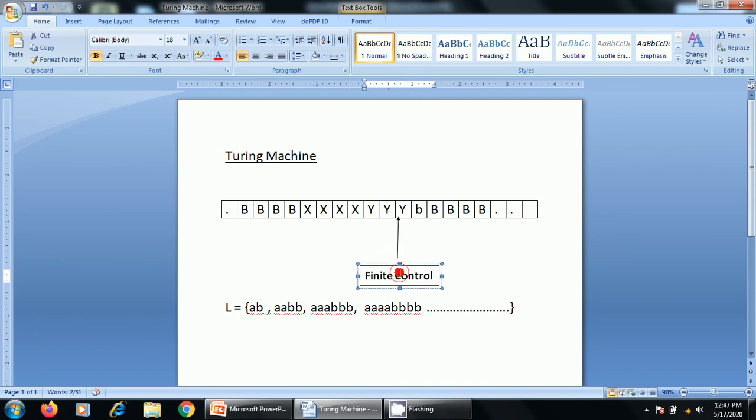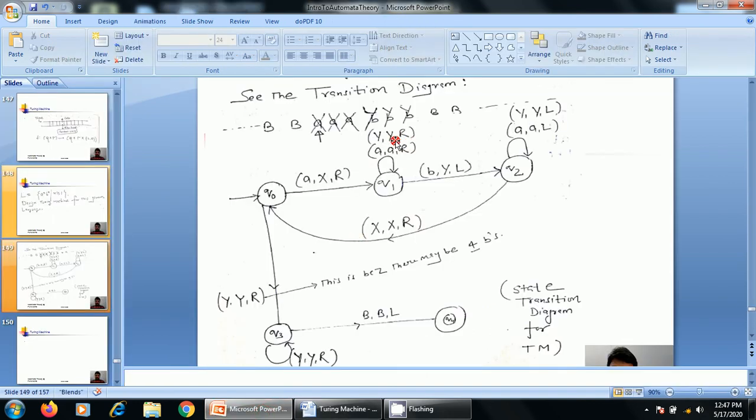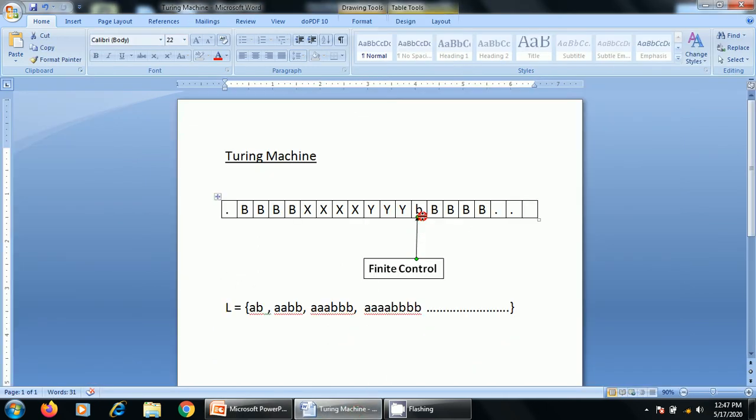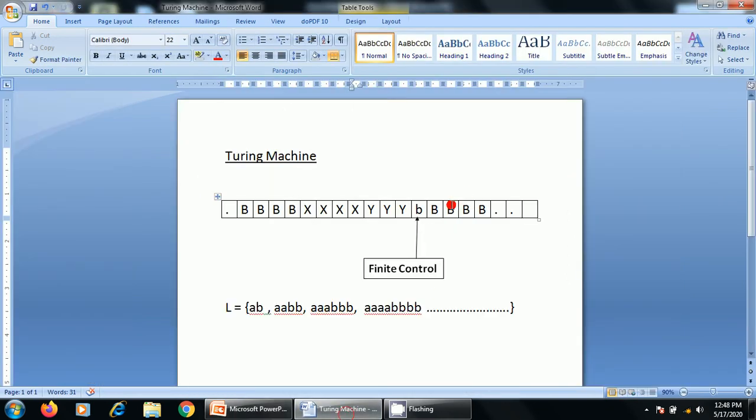Now the machine is searching for the fourth B corresponding to the fourth A. Now see, this is a Y. If Y, then keep it Y and move right. Now if the machine receives B, then make it Y and move left. After receiving B, the machine will understand that the fourth B is received corresponding to this fourth A. So if there is a B, make it Y and move left.